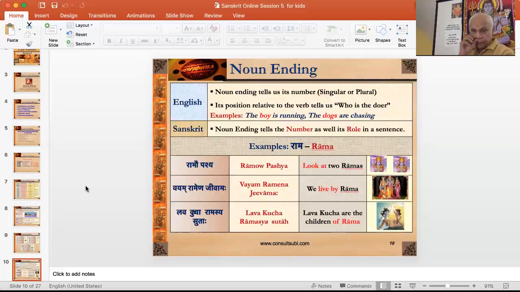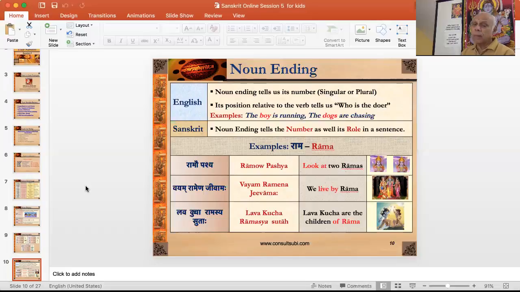It's a big difference. Now, for example, Ramau pashya. Ramau means two. I told you when it comes au, it refers to two. So, two Ramas. Ramau pashya means look at two Ramas. Ramau tells the number. Ramo is looking at, is also implied. So it gives the number. There are two Ramas. And what they are doing: looking at two Ramas. Vayam Ramena jivamaha.